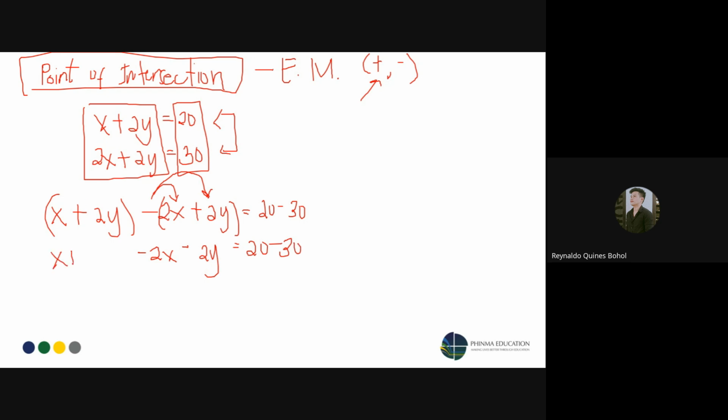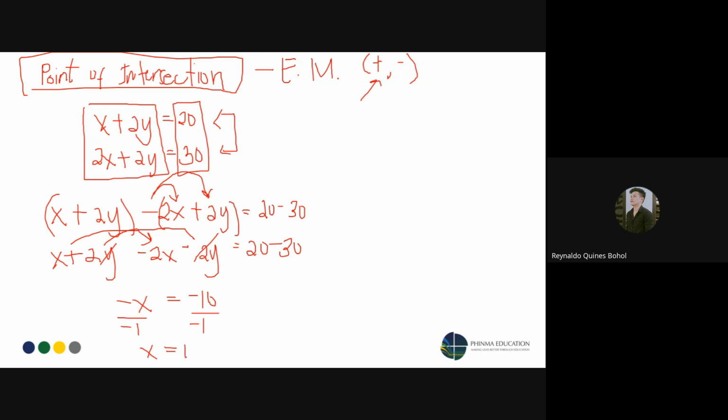So magiging x plus... ating like terms. X to negative 2x is negative x. Then 2y to negative 2y, cancel na yan. So the answer here is negative 10. Siyempre, bawal mag-negative, di ba? So i-divide natin sa negative 1.